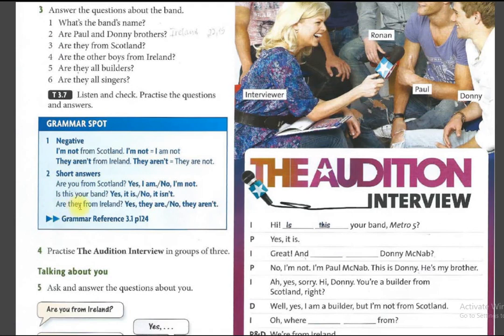Are they from Ireland? Yes they are. No they aren't.